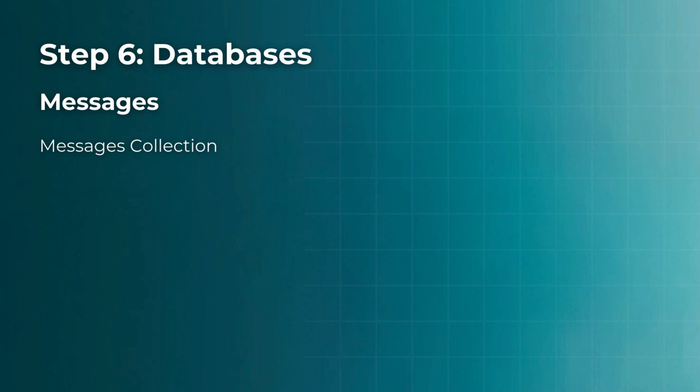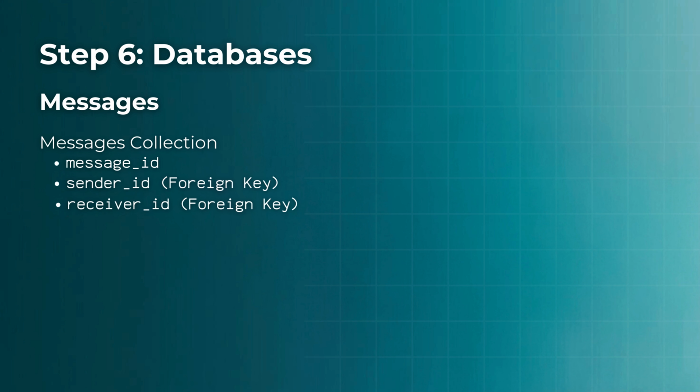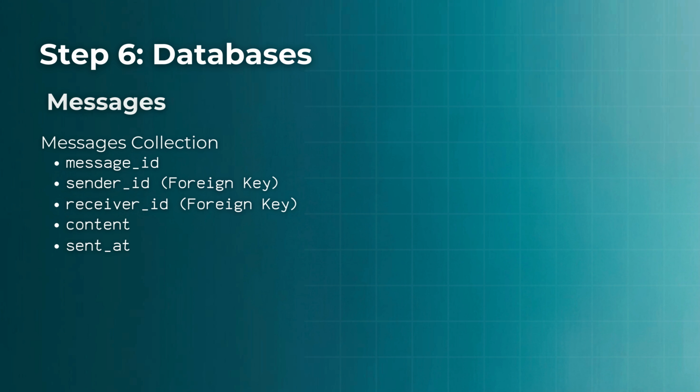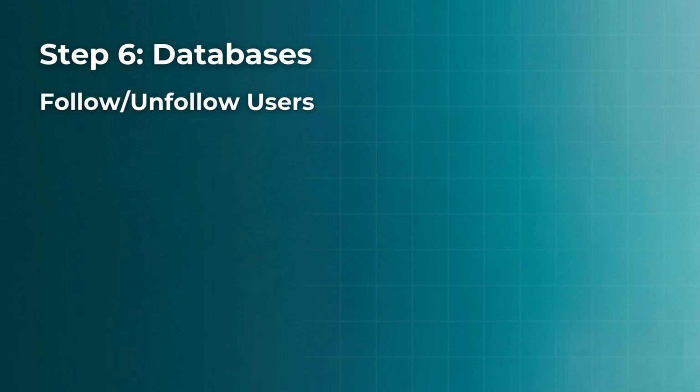In the messages collection, we'll have a unique identifier for each message, foreign keys to identify who sent and received the message, the actual text of the message, what the sender wants to say, and finally, a sent at timestamp to record when the message was sent. By combining Redis for real-time delivery and MongoDB for storing message histories, you get a system that's both speedy and reliable. Alright, let's dive into the concept of following and unfollowing users, a key feature in any social platform.